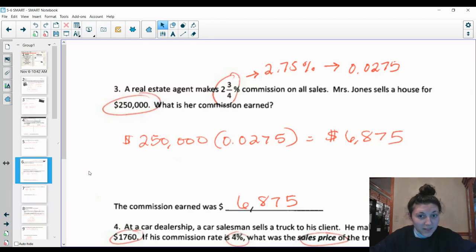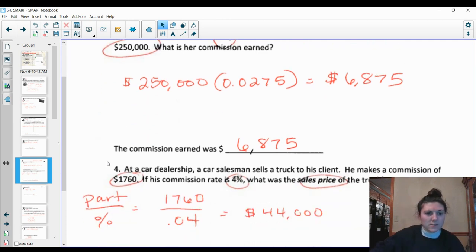All right, number 3, this one was tricky because you had 2 3/4%. You might know that that's 2 75/100%. Remember, a quarter, 3/4 is 75 cents. Or you can do the top dog gets the house, 3 divided by 4. You're going to get 0.75 or 75/100. So first step, change the percent to a decimal. You should get 275 10,000ths. And then you're going to multiply that by the $250,000 to get $6,875. All right, so that's number 3.